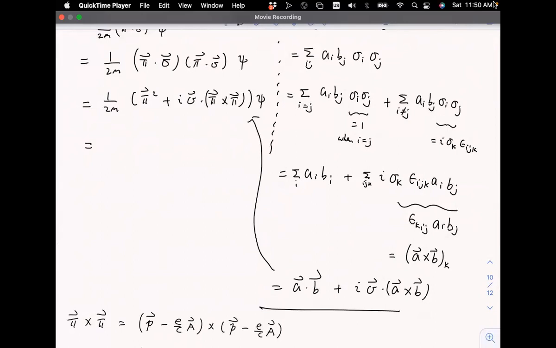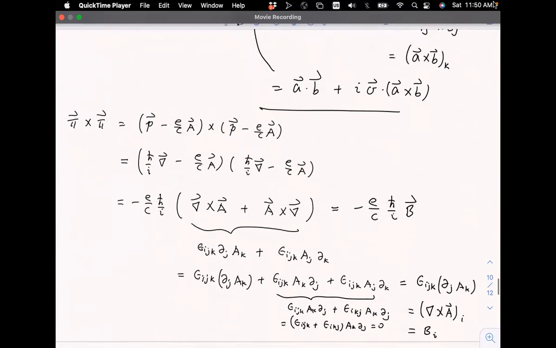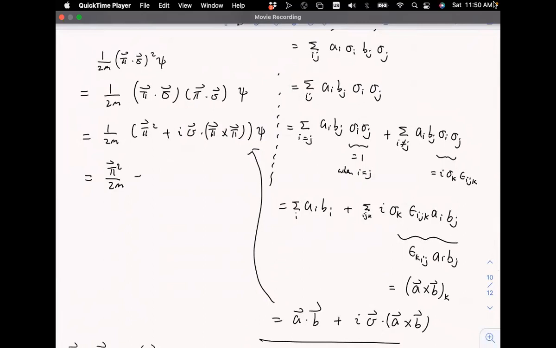So this whole thing is just pi squared over 2m. Then you bring this inside, you have an i here, you have this part. Then you just put it here, then you'll reach a result of this: e h-bar over 2mc sigma dot B. And this is the Zeeman effect.